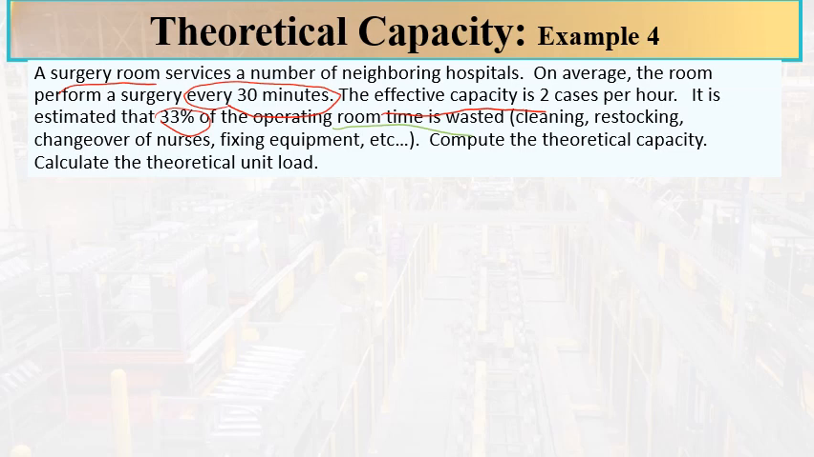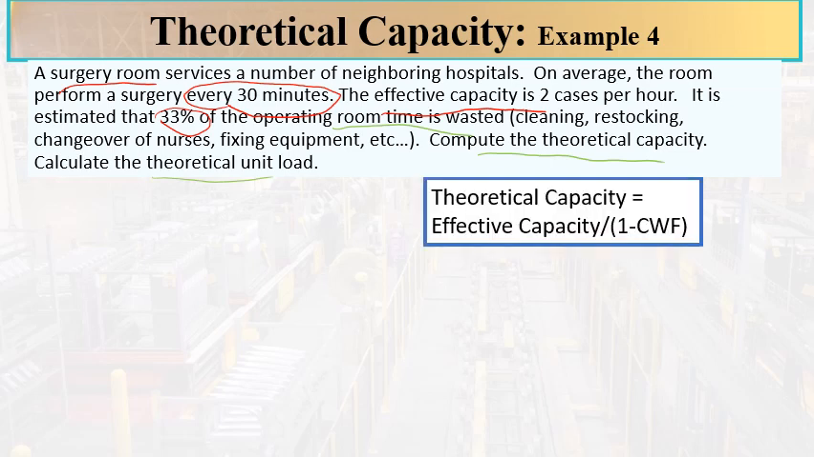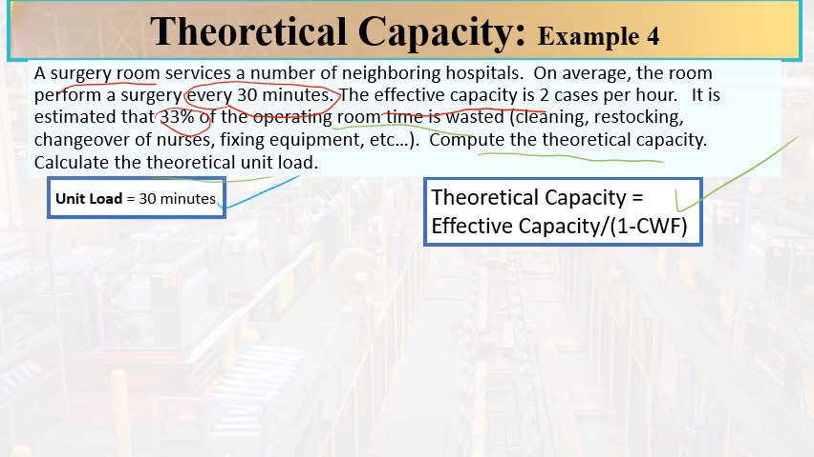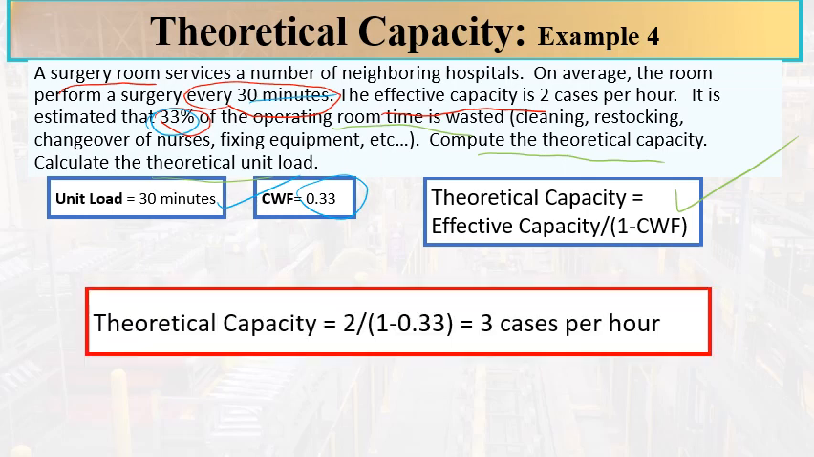Now we want to compute, first of all, the theoretical capacity and then the theoretical unit load. So this is the equation. And we know the unit load, they're giving us the unit load. And the CWF, we already know this right here. Then the theoretical capacity is just applying the equation, really straightforward calculation. We get 3 cases per hour.